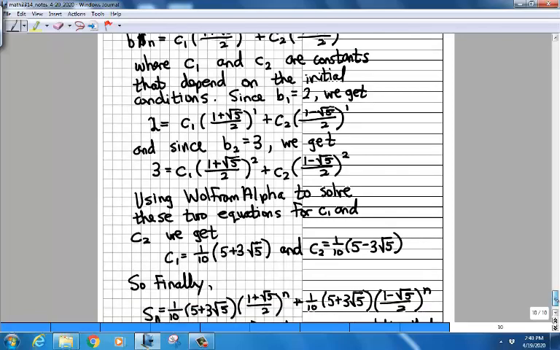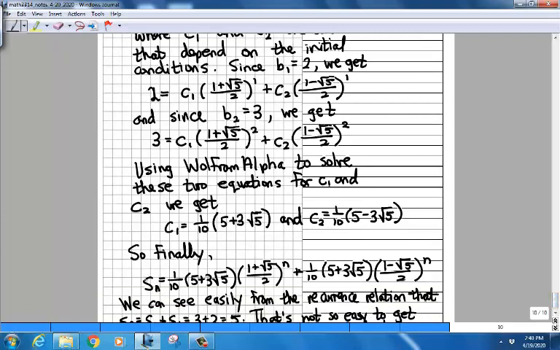So if you plug those back into our recurrence relation, again, this is supposed to be b sub n. Here's what we get. We get b sub n is equal to this. There's c1 times our first root raised to the nth power, and then here's c sub 2 times our second root raised to the nth power. There it is. Kind of ugly, right?